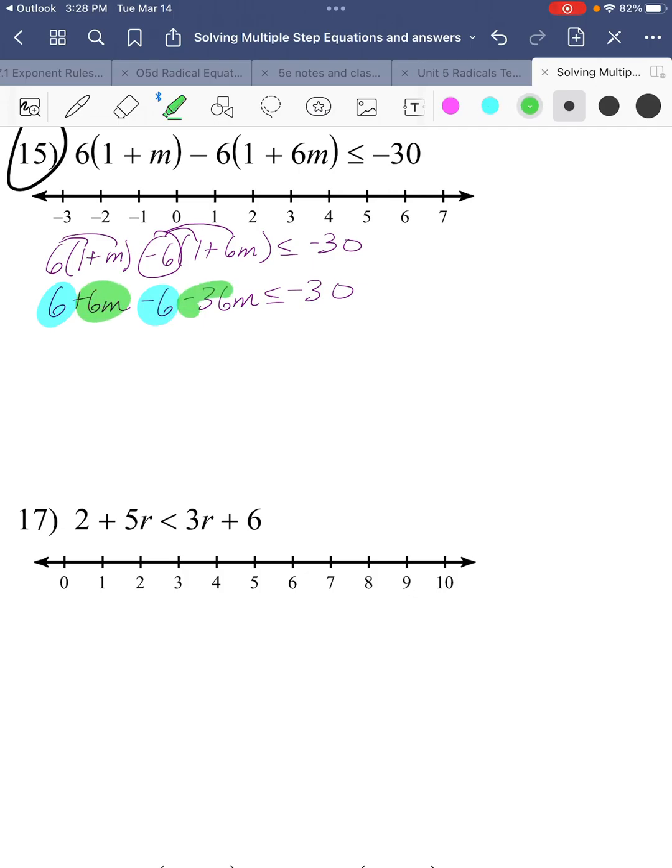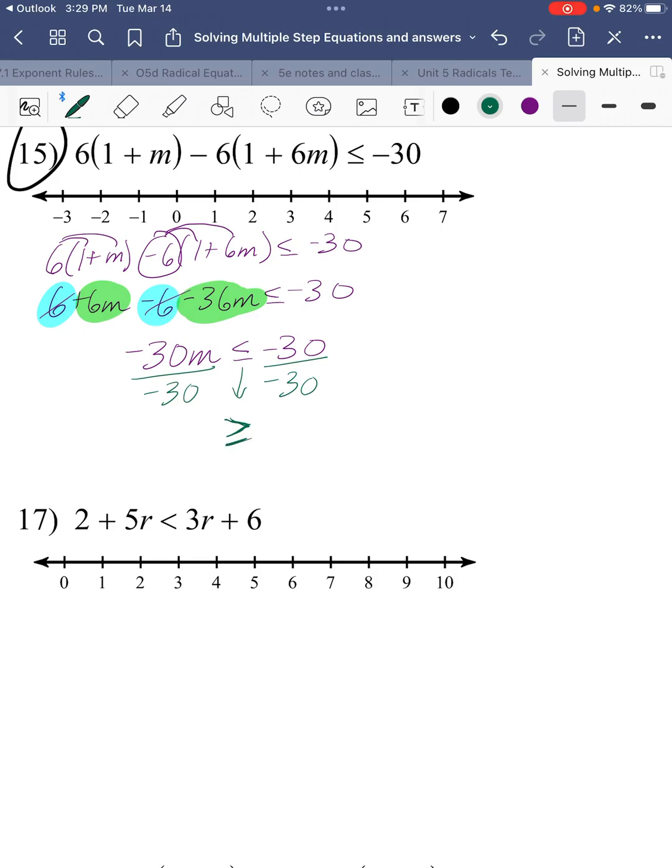Now we gather our like terms. We have 6 minus 6, and we have 6m minus 36m. So 6 minus 6 is 0. 6m minus 36m is a -30m. And here we're going to divide by a -30. You're dividing by a negative, so this inequality needs to switch. It changes to a greater than or equal to sign from less than. Negative divided by negative is a positive, so m is greater than or equal to 1.